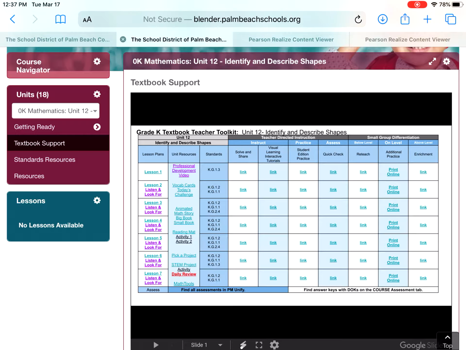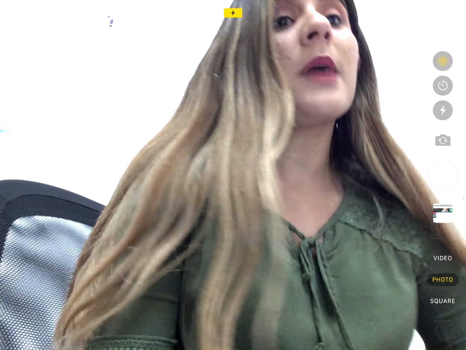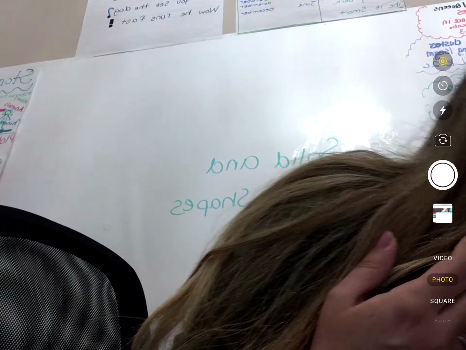We are starting a new topic. Our topic is Unit 12, Identify and Describe Shapes. So we're going to be learning in this lesson about solid shapes and flat shapes. So let me turn my camera on me so I can show you some solid shapes I have here.